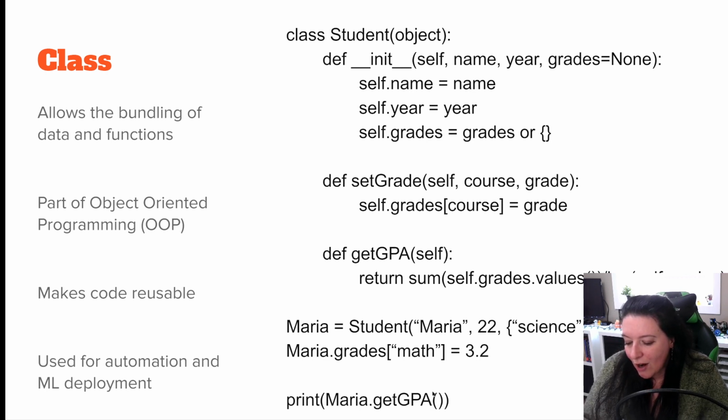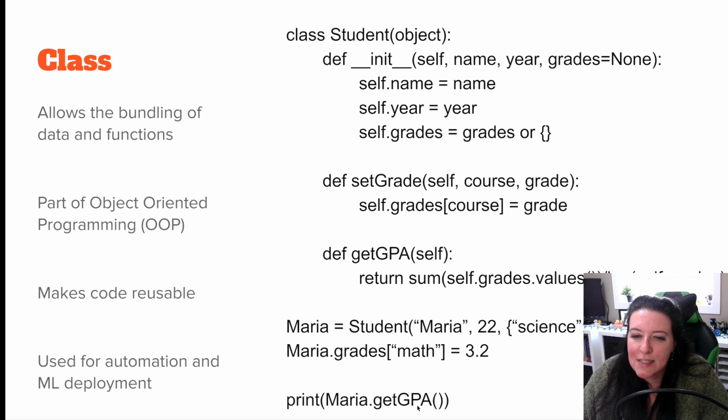And then our parentheses, we don't need to put anything in it because the information that's needed to pull the GPA is simply the name of the student, and here that is Maria. So because we defined Maria equals student, then it's Maria.getGPA to pull it.